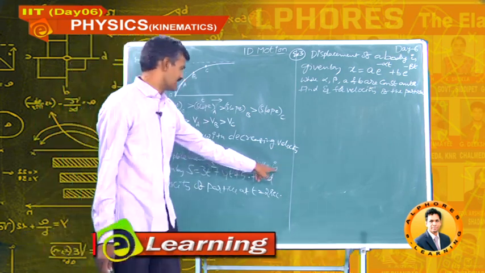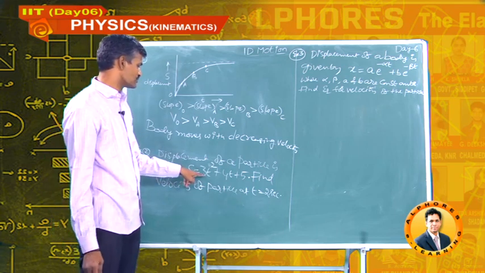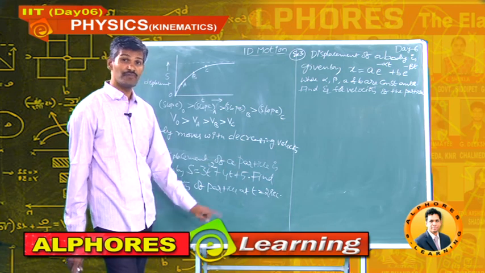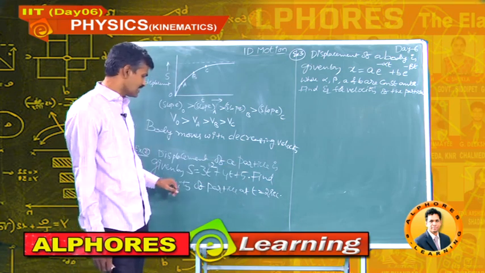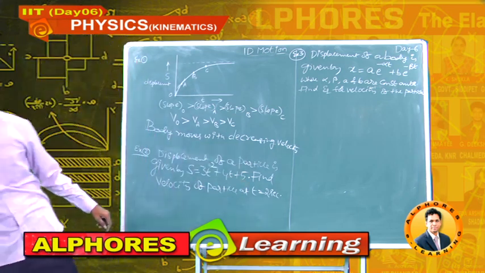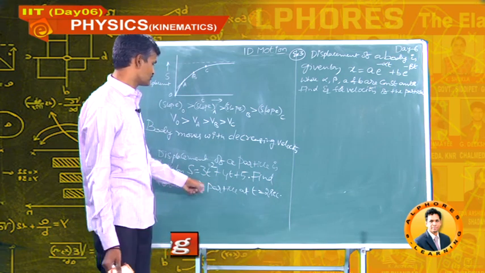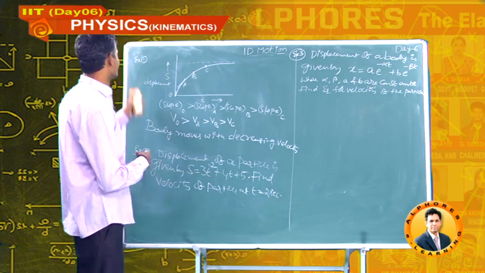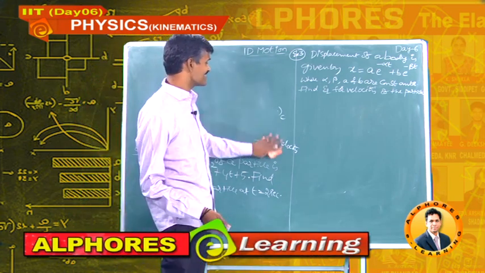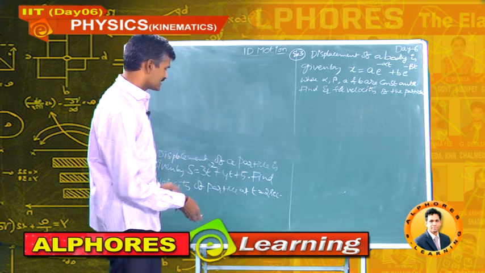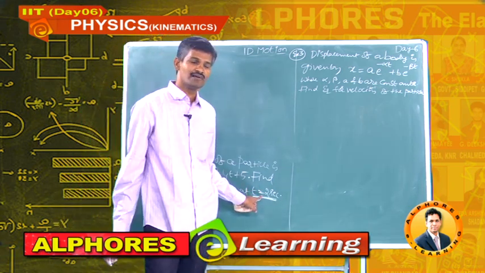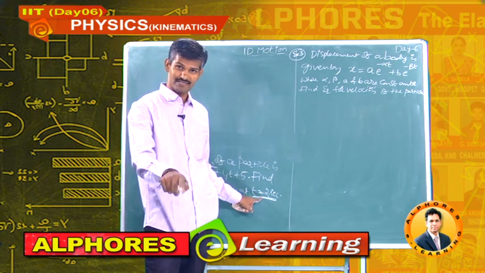Displacement of a particle is given by S equals 3t square plus 4t plus 5. Find the velocity of the particle at t equal to 2 seconds. To find the velocity at t equal to 2 seconds, that is the instantaneous velocity at t equal to 2 seconds. They are asking for the instantaneous velocity.